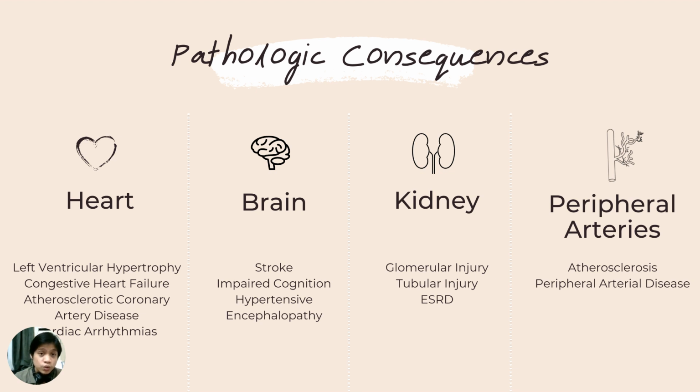Okay, so the pathologic consequences. Remember, four end organs: the heart, the brain, the kidney, and the peripheral arteries. Much of our hypertensive patients will die from cardiac consequences. And the next would be strokes. So the second leading cause of death in hypertensive patients would be a brain attack or a stroke. Okay? So, do you now get the importance why we really have to be aggressive in our treatment of hypertension? Okay?